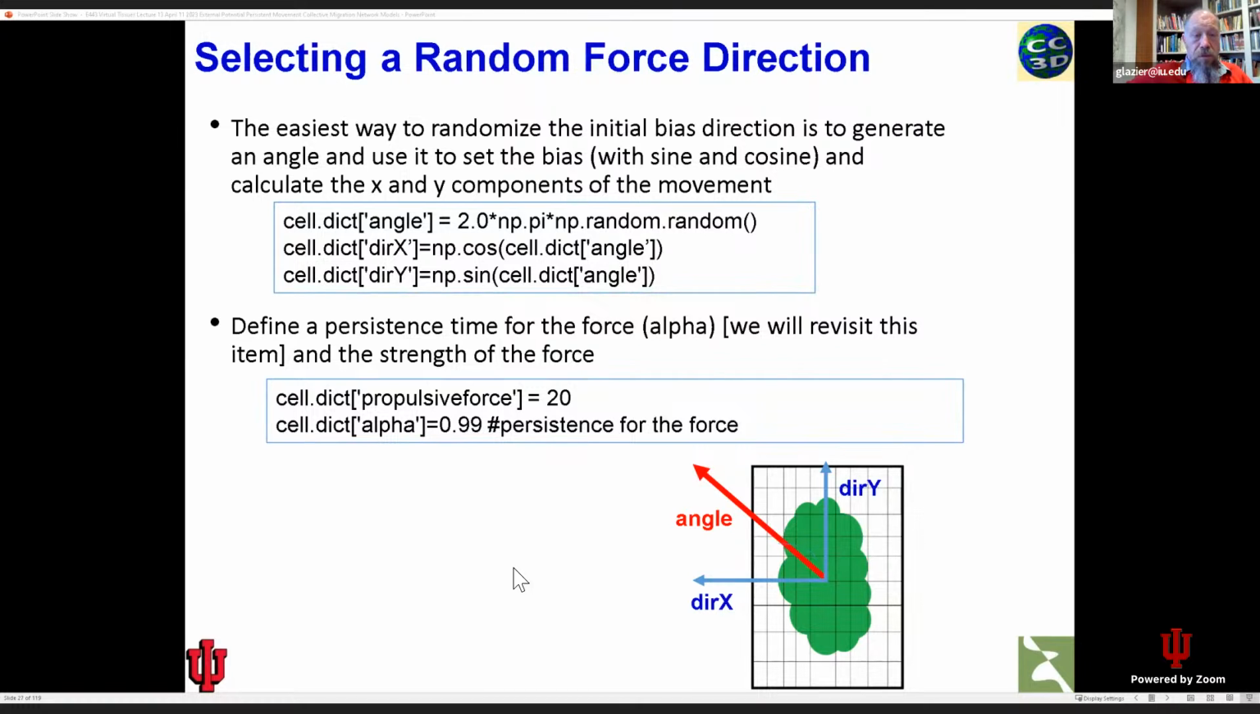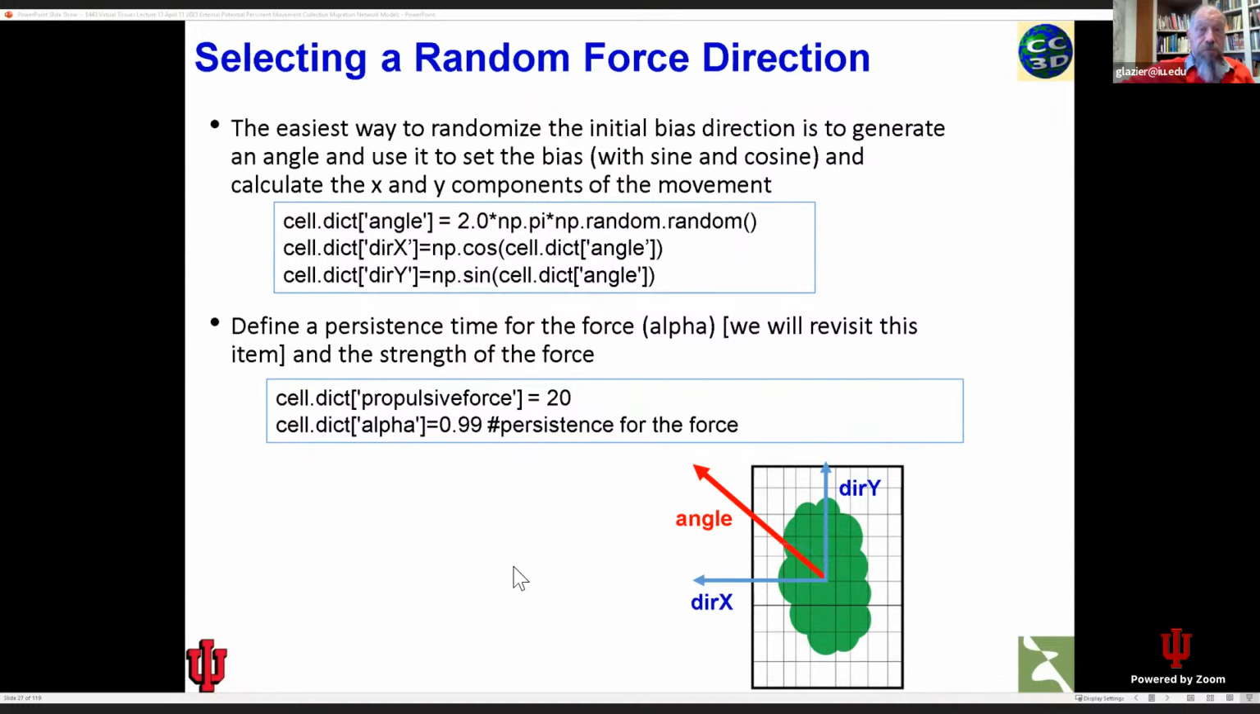And then we want to apply a random force to our cell. What we really want is a force that's constant in magnitude, but is going to change direction. The force is specified as a vector, and having the vector change directly is a little bit inconvenient. So what we'll do is define the angle at which we're applying the force. So here, cell.dict angle is 2 times pi times a random number between 0 and 1.